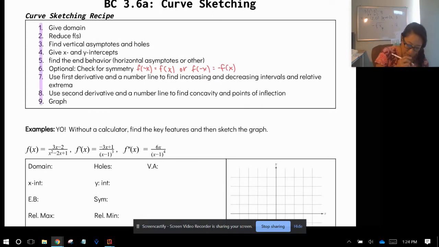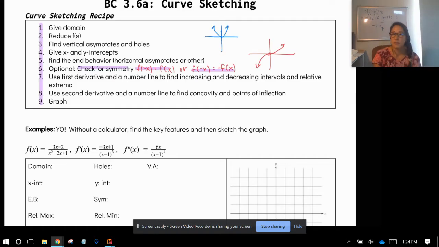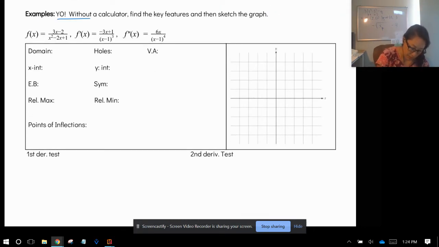One thing that we have to remember is when we check for symmetry, we're looking for even and odd functions. So when f of negative x is equal to f of x, we have an even function. And when f of negative x is equal to negative f of x, we have an odd function. Odd functions have rotational symmetry, like a cube function, about the origin. And even functions like a parabola have reflective symmetry across the y-axis. All right, remember, without a calculator.